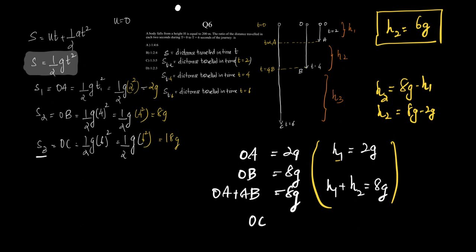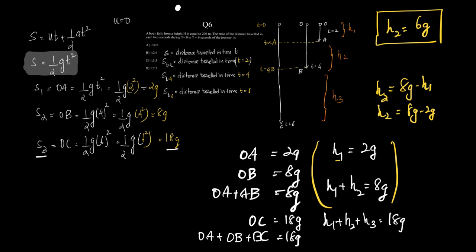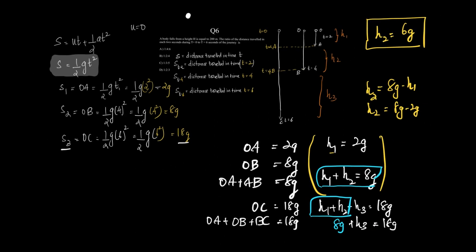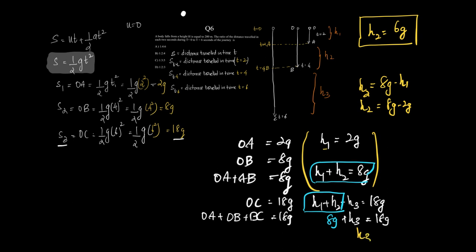Similarly, what is OC? OC is equal to 18G. But what is OC? OC is OA plus AB plus BC, which is equal to 18G. From the figure, H1 plus H2 plus H3 is equal to 18G. But H1 plus H2 is equal to 8G, so we can replace H1 plus H2 here by 8G. So we have 8G plus H3 is equal to 18G. In which case, H3 will be equal to 18G minus 8G, which is 10G.